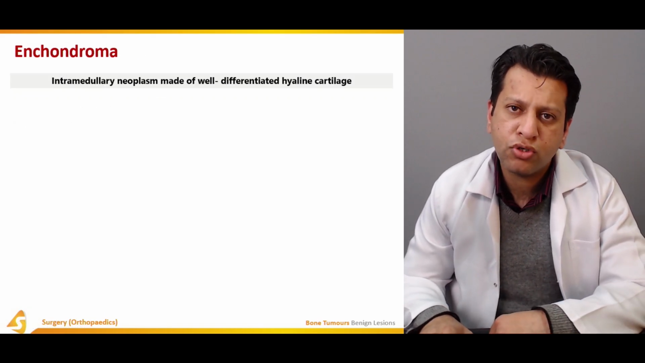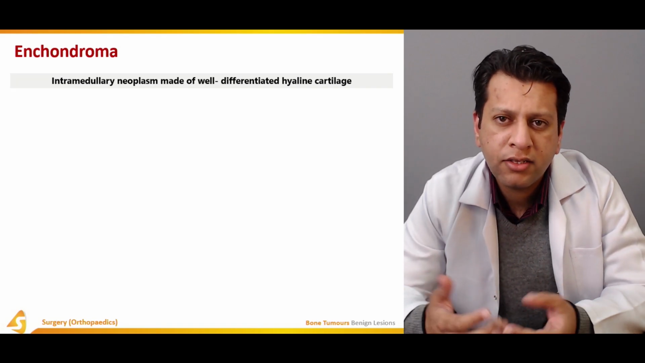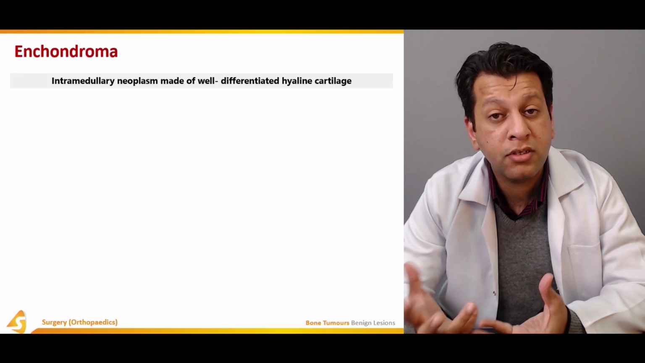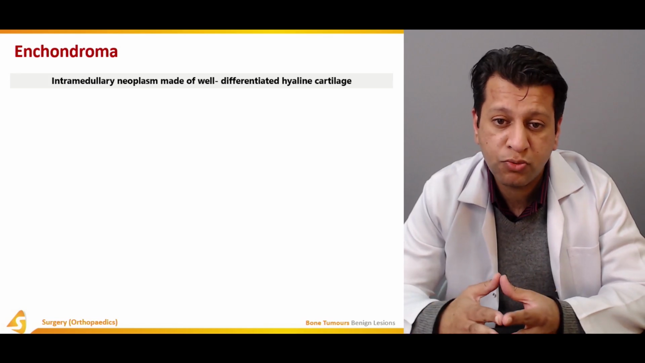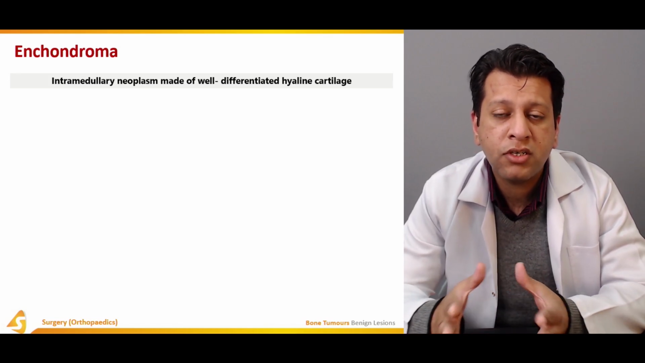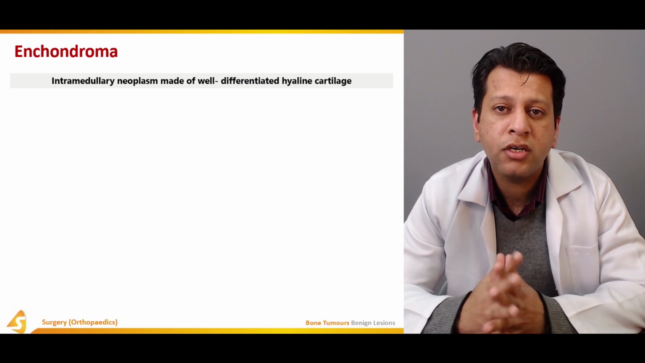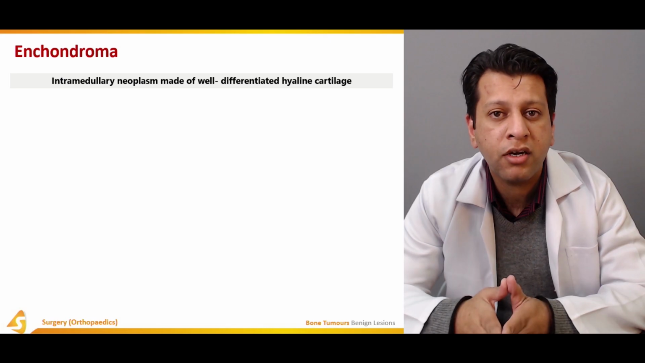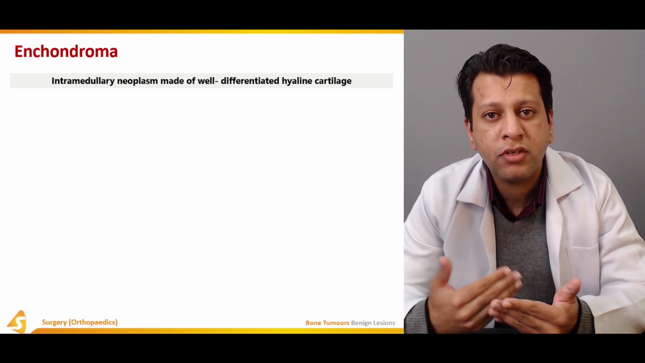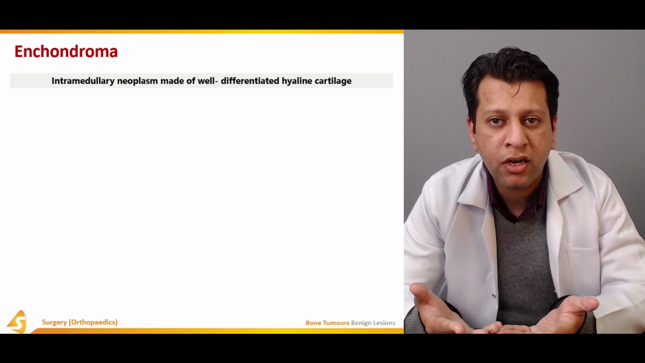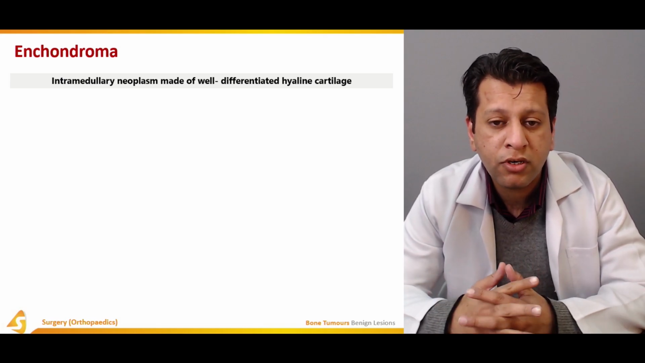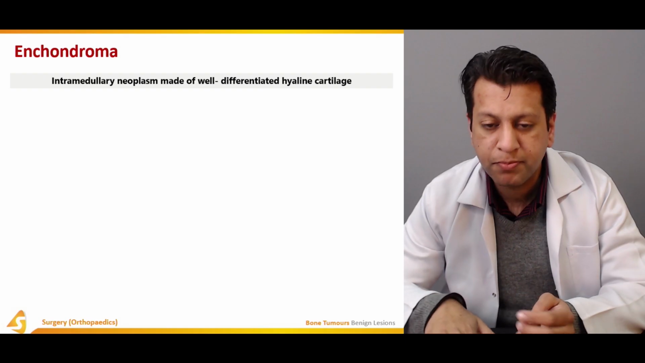Coming to the enchondroma, it's again a tumor of the chondroid variety, as the name suggests, chondroma, and it's benign as well. But the difference is that it's inside the cavity. That is, usually it's an intramedullary neoplasm made of well differentiated hyaline cartilage. It's a proliferation of hyaline cartilage, which is why it has chondroma in its name, but it's intramedullary, that's why it's called enchondroma.